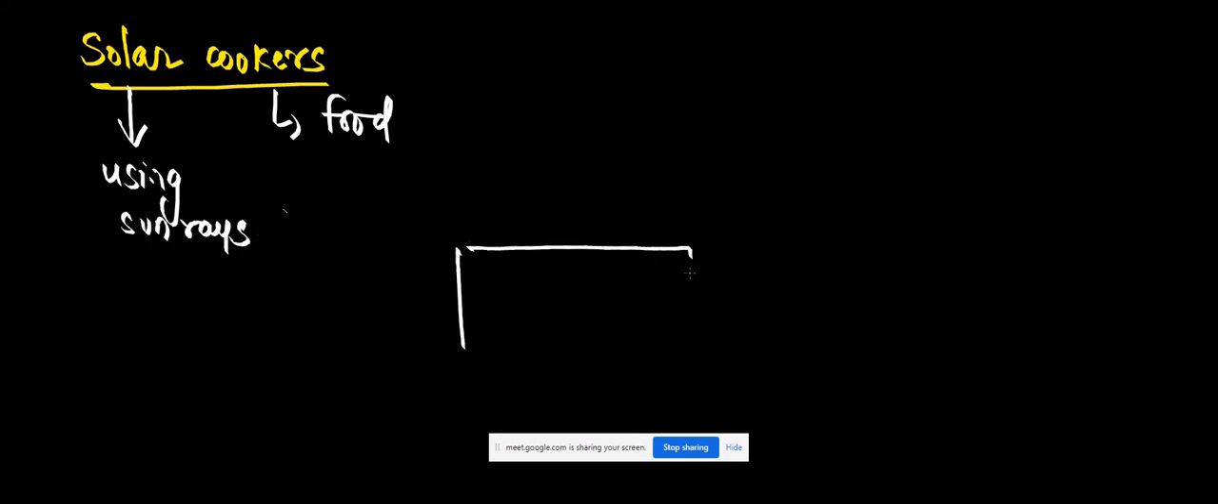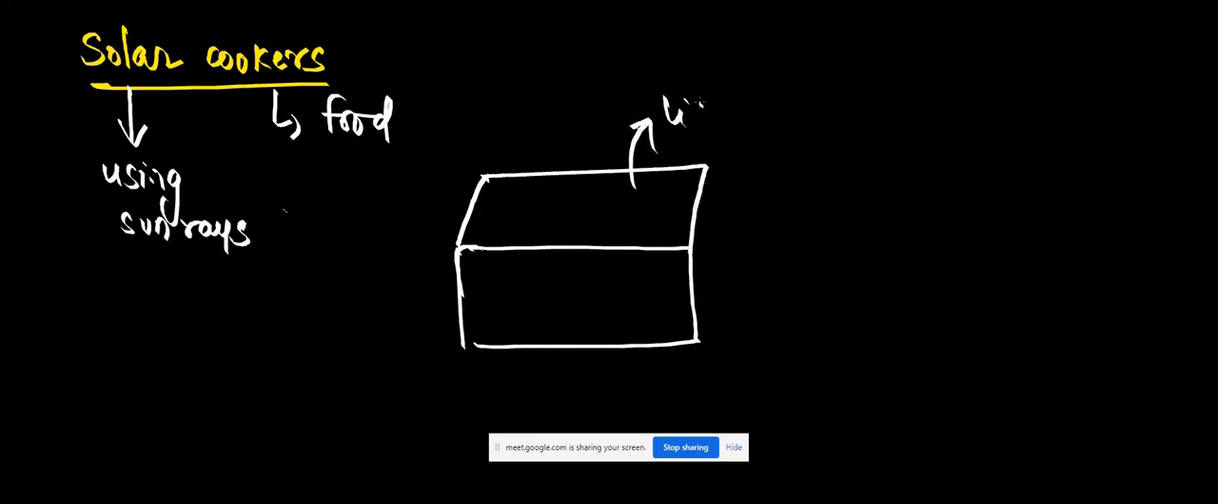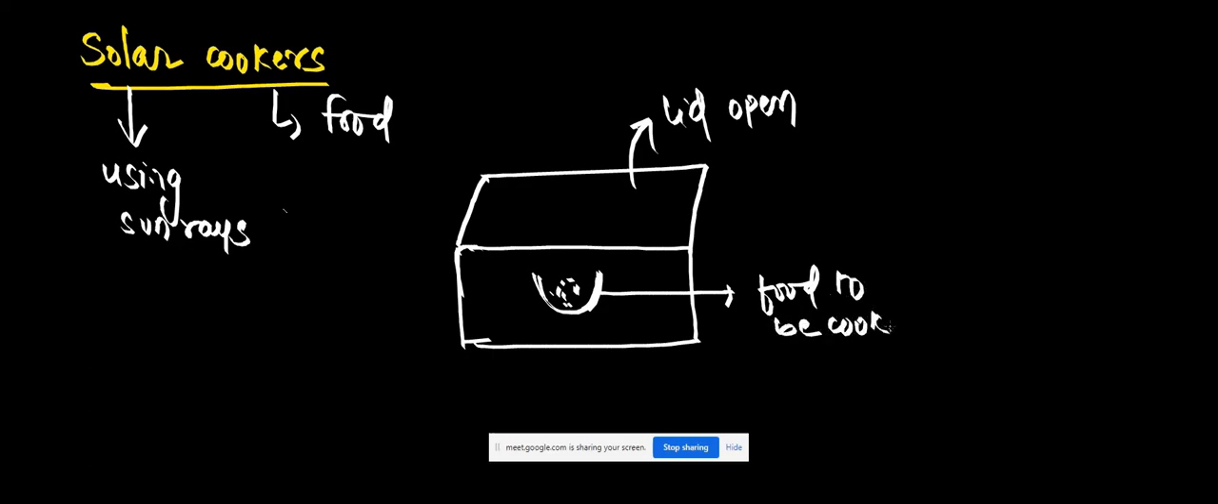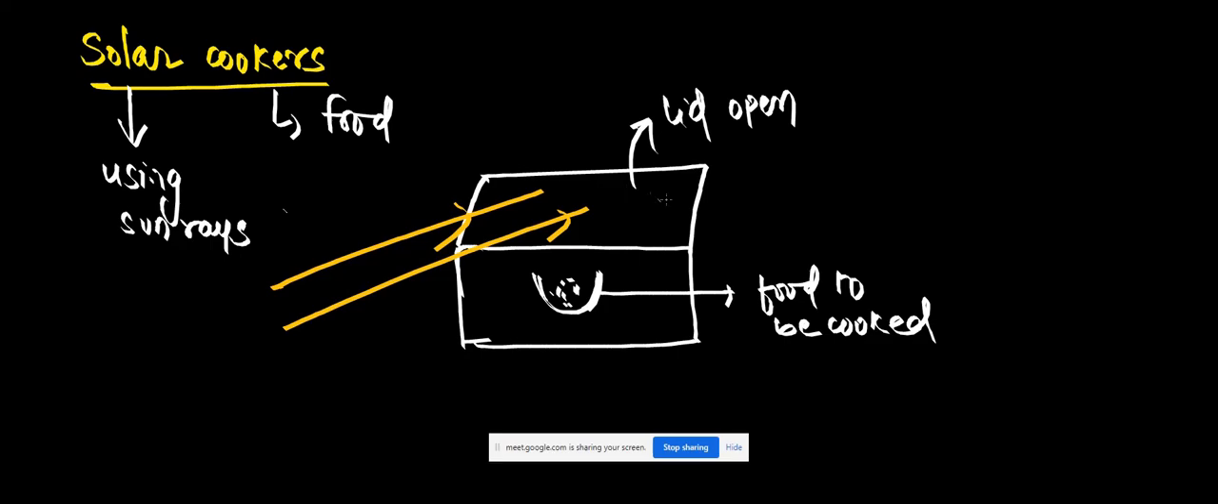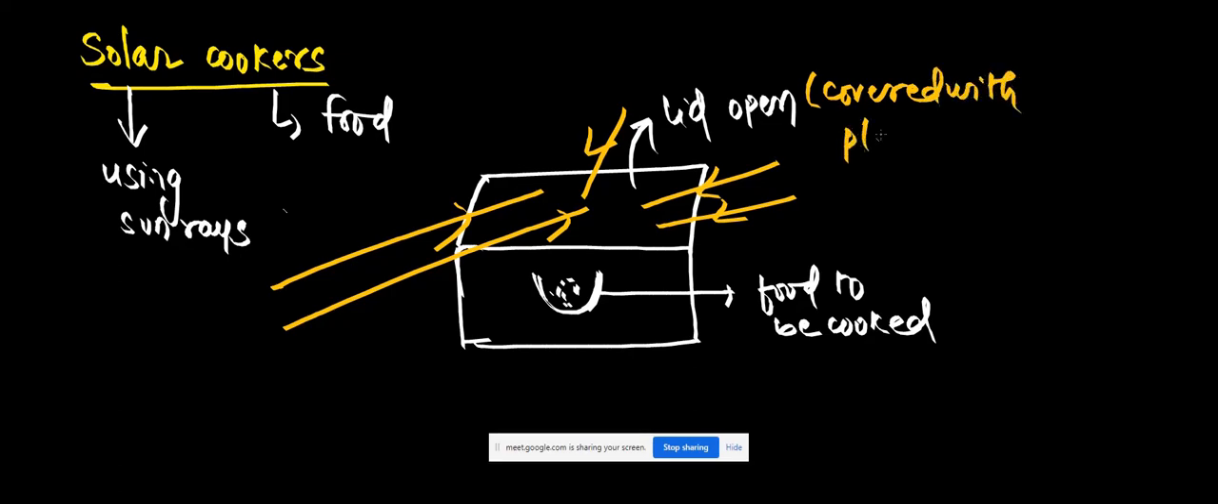So we will just take a box, and this is the lid of the box. You just have to consider the open position. This is the one lid which is open, and this is the box where we keep a container. In this container we keep the food particles which will be cooked. So we have to supply heat energy, then only the food will be prepared, right? So how are we supplying the heat energy here? Sun rays will be made to fall on this open lid part. This open lid part is actually covered with a plane mirror.